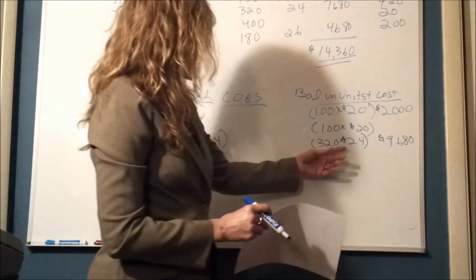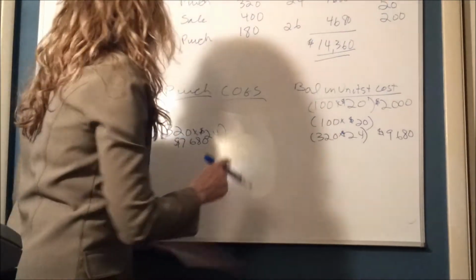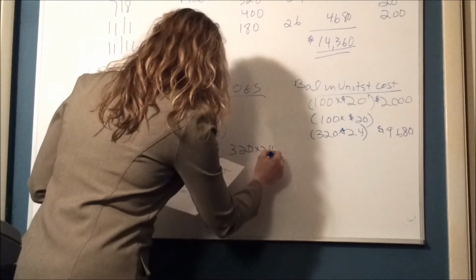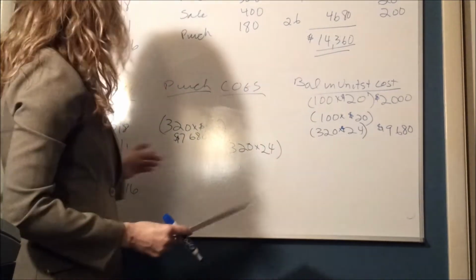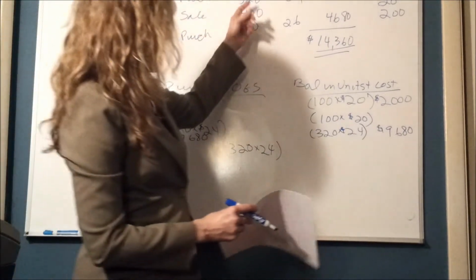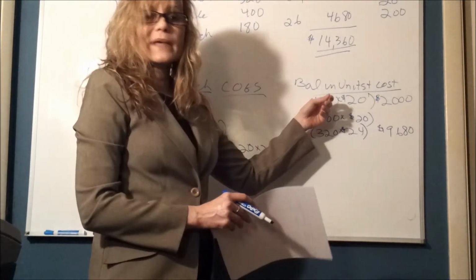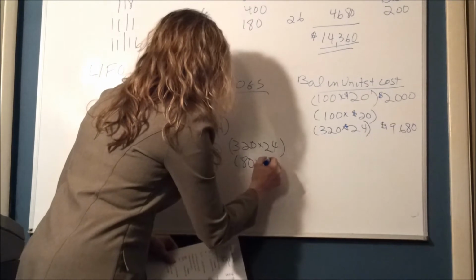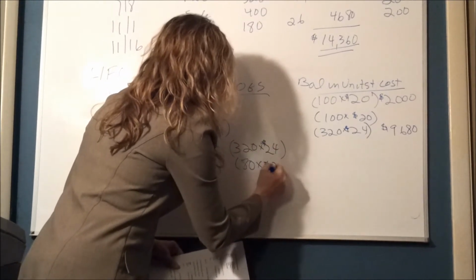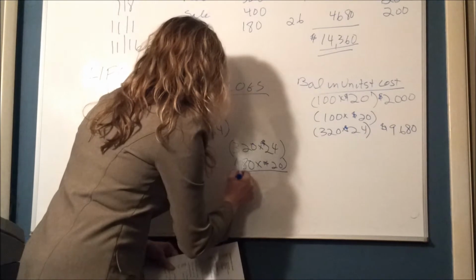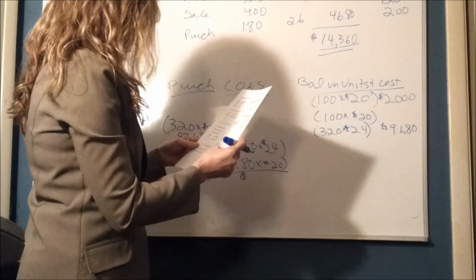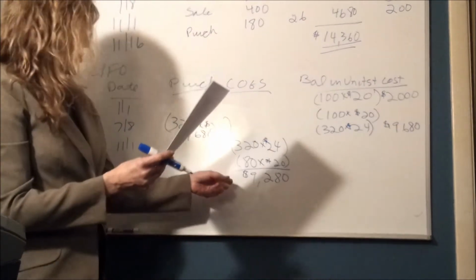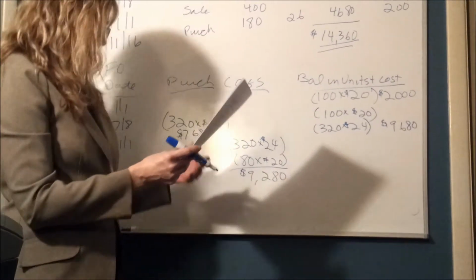So in this case, our last purchase was these 320 items at $24 an item. And the other 80 items to make up our 400 are going to come from our beginning inventory. So it's going to be 80 items at our beginning inventory price, which was 20. And if you add those two totals together, it will give you $9,280. So our cost of goods sold is $9,280.